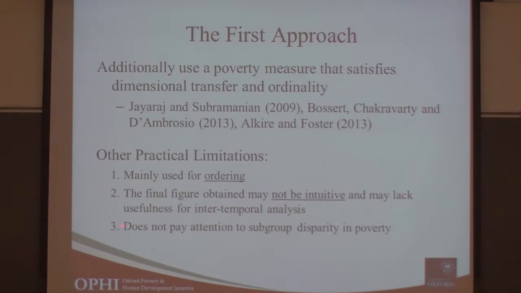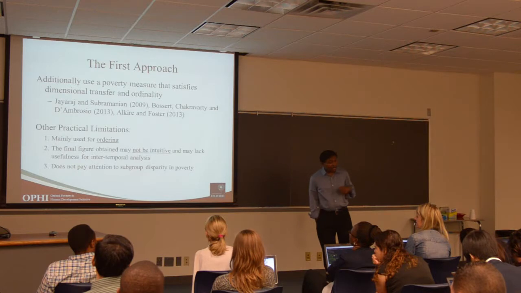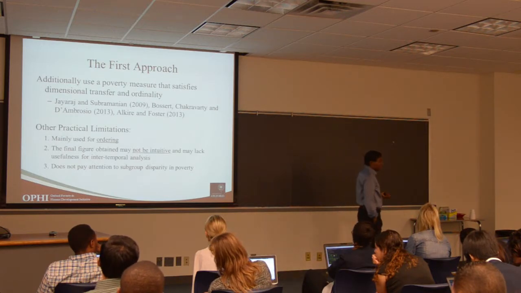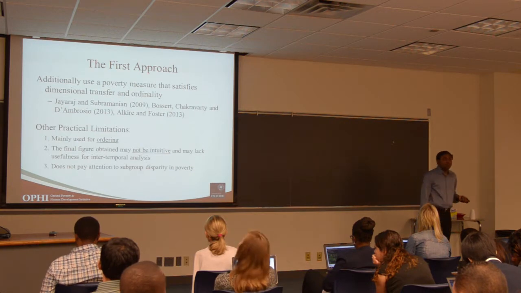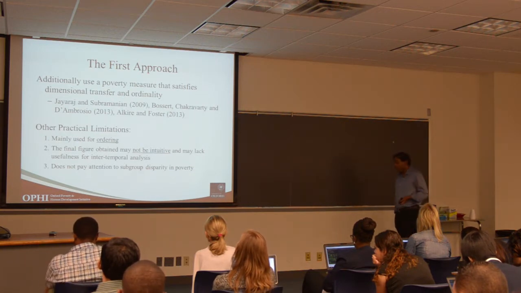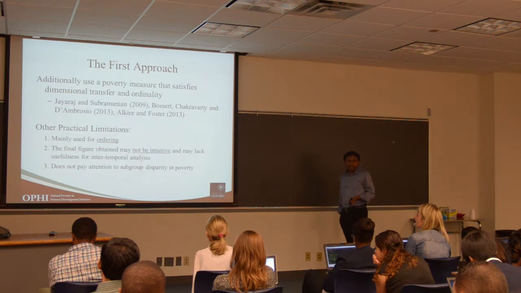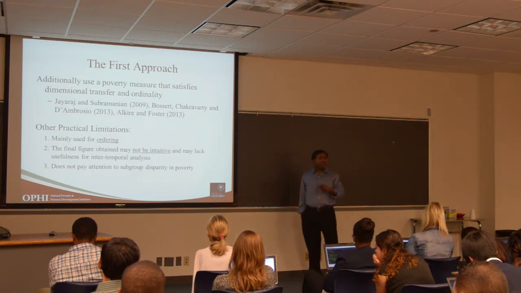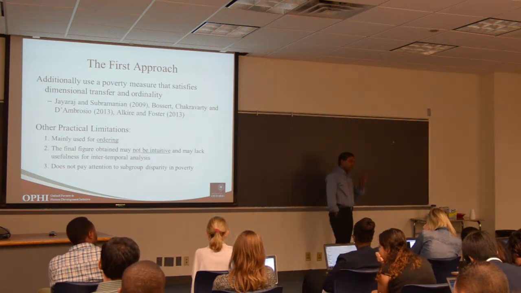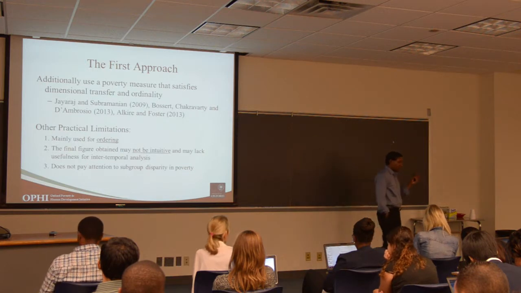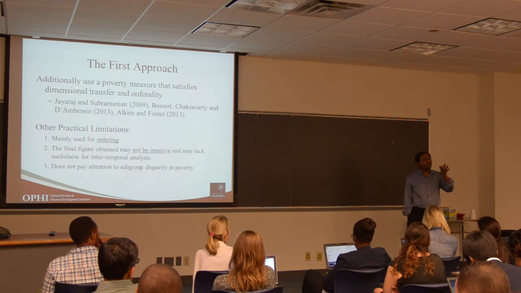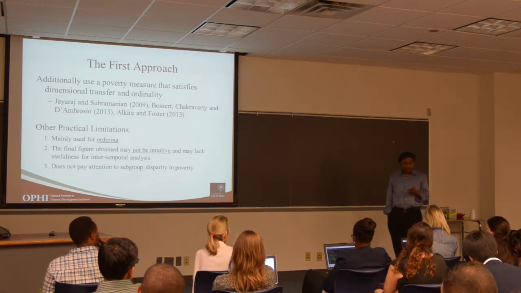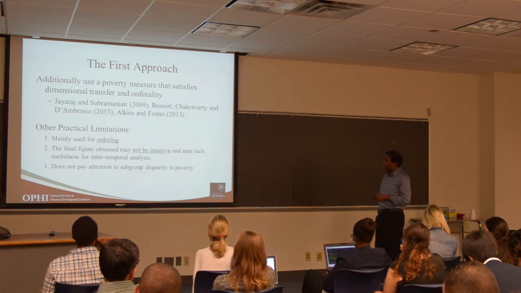Then it also does not pay too much attention to subgroup disparity in poverty. So in the Indian context, we have seen that subgroup disparity has gone up in terms of multidimensional poverty measurement, MPI, across geographical regions. In general, with this typical approach for integrating inequality into poverty, they just use it for ordering, and they do not go into all its practical applications.